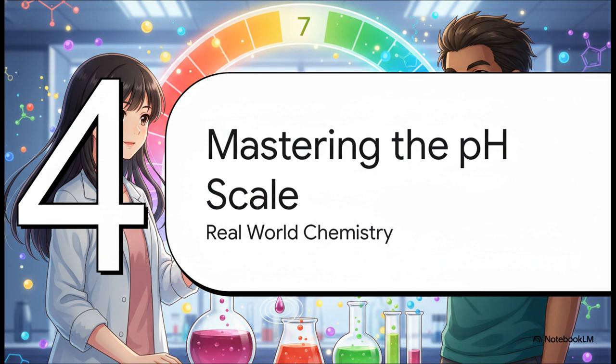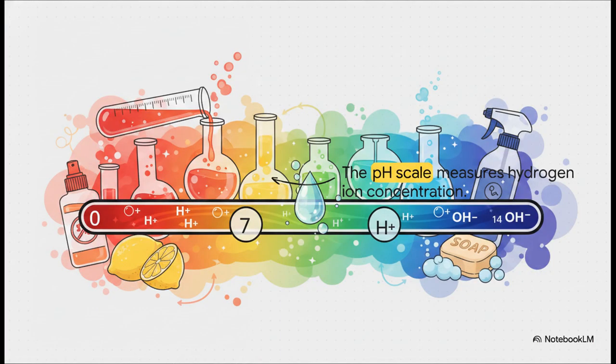Next up, Section 4, Mastering the pH Scale. This is chemistry in the real world. Looking at these universal indicator colors, the pH scale ranges from 0 to 14. That P actually stands for potens, which means power in German. It's literally the power of the hydrogen ion concentration.